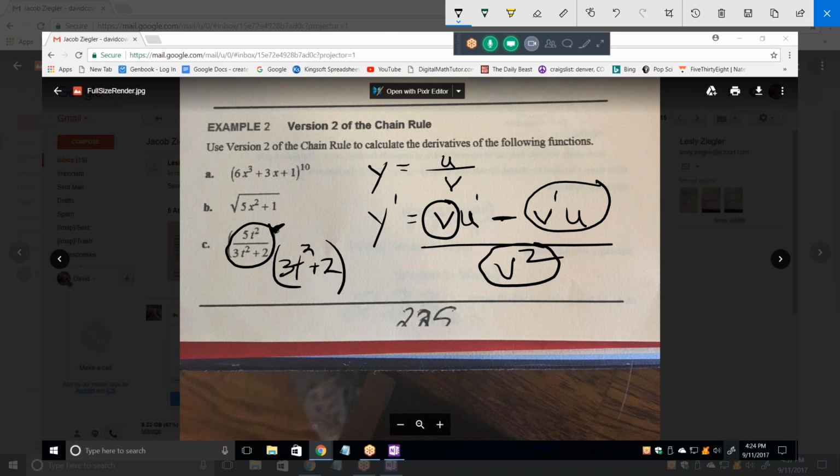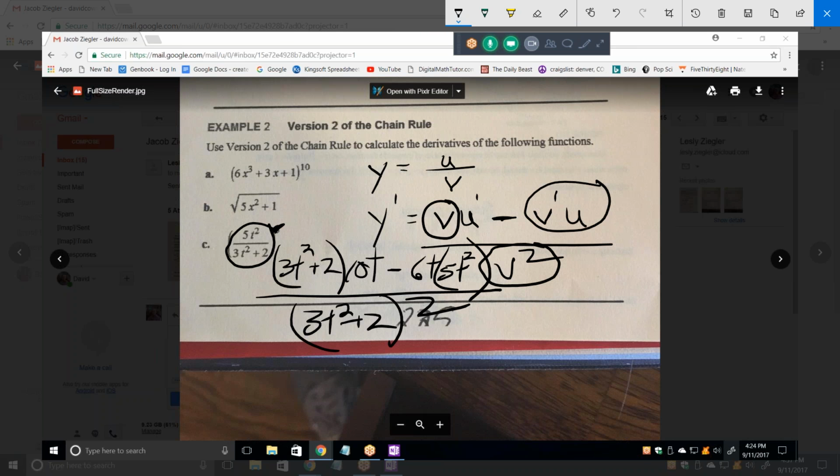Multiply it by the derivative of the top. So that would be 10t. Subtract. Now what's v squared? The top, or the derivative of the bottom. That would be 6t. And finally, the top. 5t squared. And the whole thing is divided by what? 3t squared plus 2 in parentheses squared. That's the way you do the quotient rule.